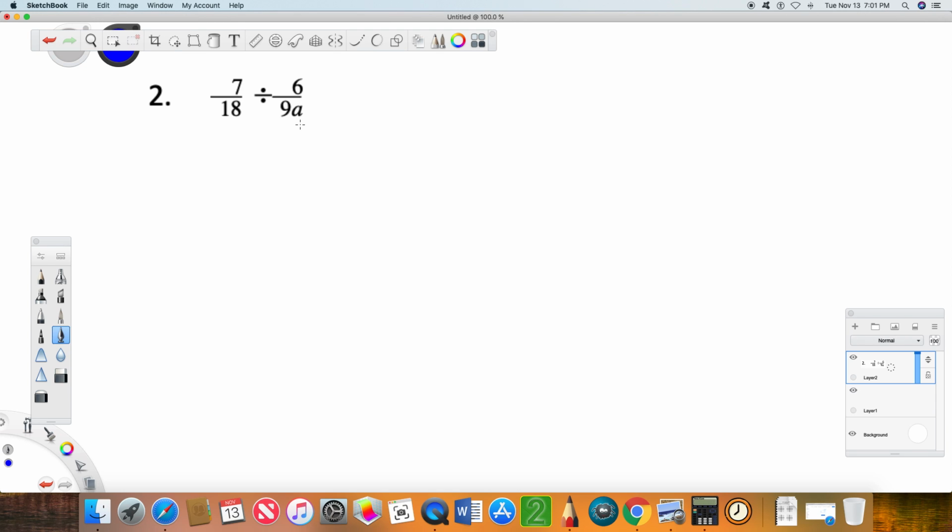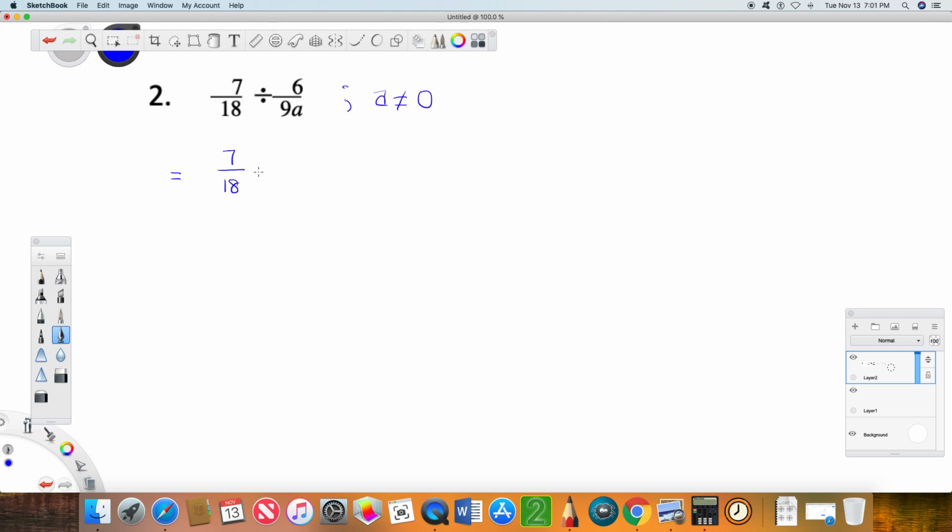We see a factor of a in the denominator, and we know that if a were allowed to equal 0, we would have 9 times 0 is 0, and we would have a 0 in the denominator. So we wouldn't be able to change it to multiplication. We wouldn't be able to flip it because we have a 0 in the denominator, and that's undefined. All right, so with that restriction, however, we can write this division problem as a multiplication problem.